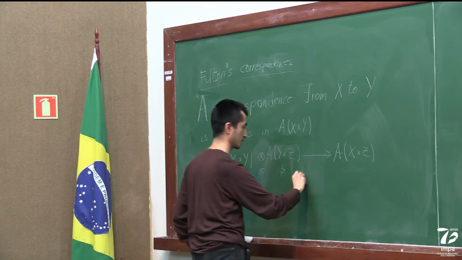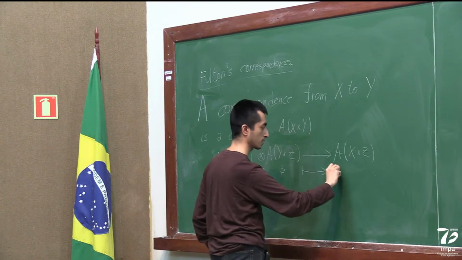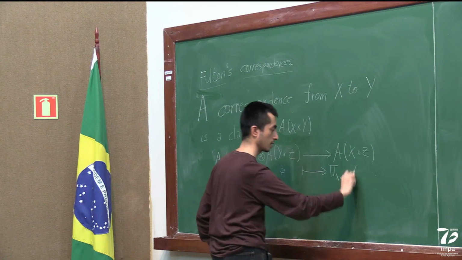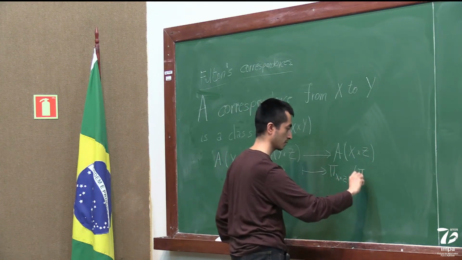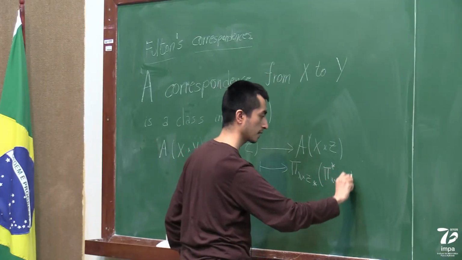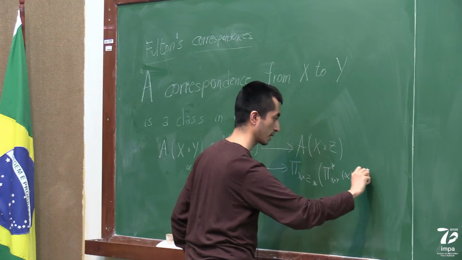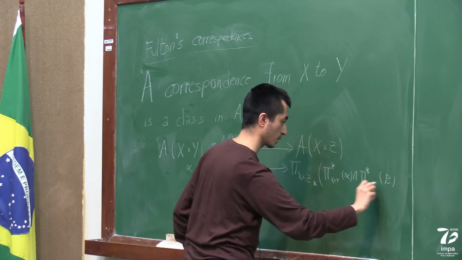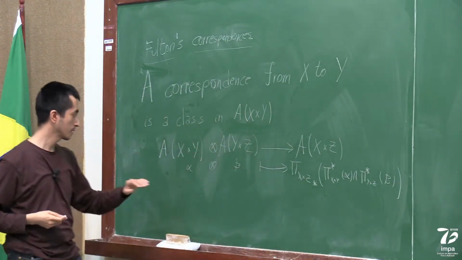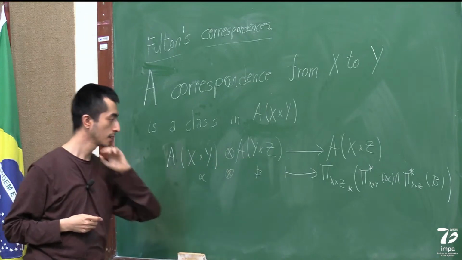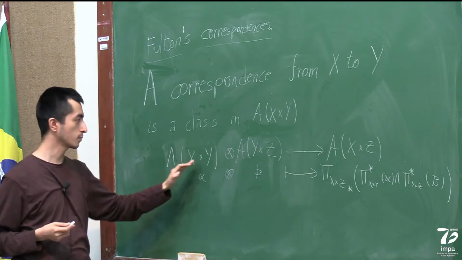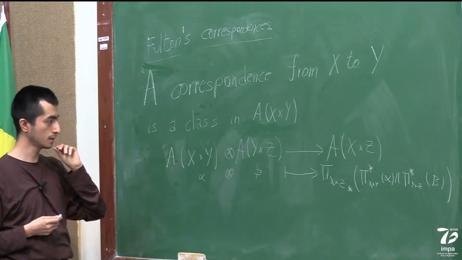This is sent to the projection towards X times Z, push forward, of the pullback from X times Y of alpha, intersected with the pullback of beta from Y times Z, where those projections are defined on the product of all X, Y, and Z. This is a well-defined map if all X, Y, and Z are smooth proper k-schemes.